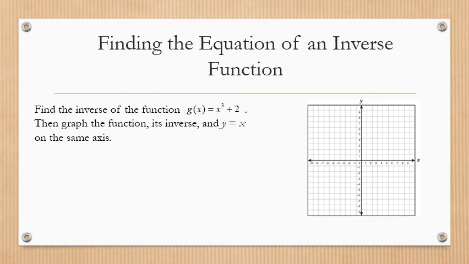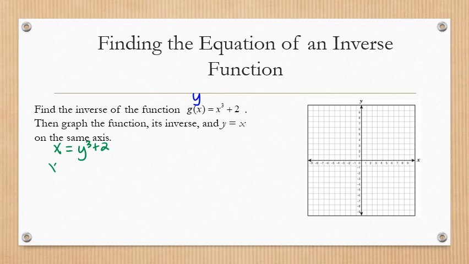Let's look at another example of this. Find the inverse of the function g of x equals x cubed plus 2, then graph the function, its inverse, and y equals x on the same axes. So again, remember that g of x is the same thing as y. So switch the x and y values, and we're given x equals y cubed plus 2.